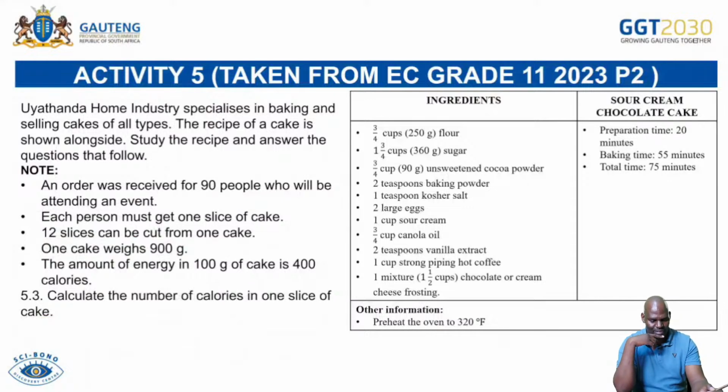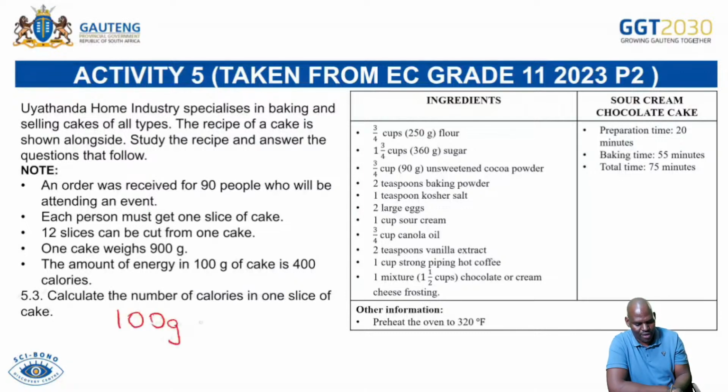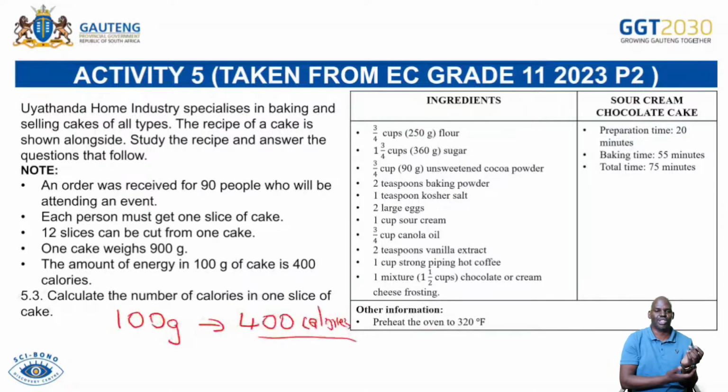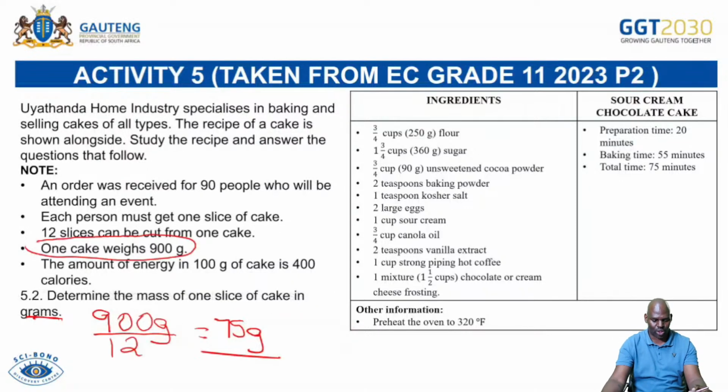Okay, then number 5.3 is calculate the number of calories in one slice of cake. Now, from the previous question, we know that in this case, 100 grams will give you 400 calories. Isn't it? That information is given. Okay, 100 grams. But in one slice, from the previous question, we calculated that one slice is 75 grams.